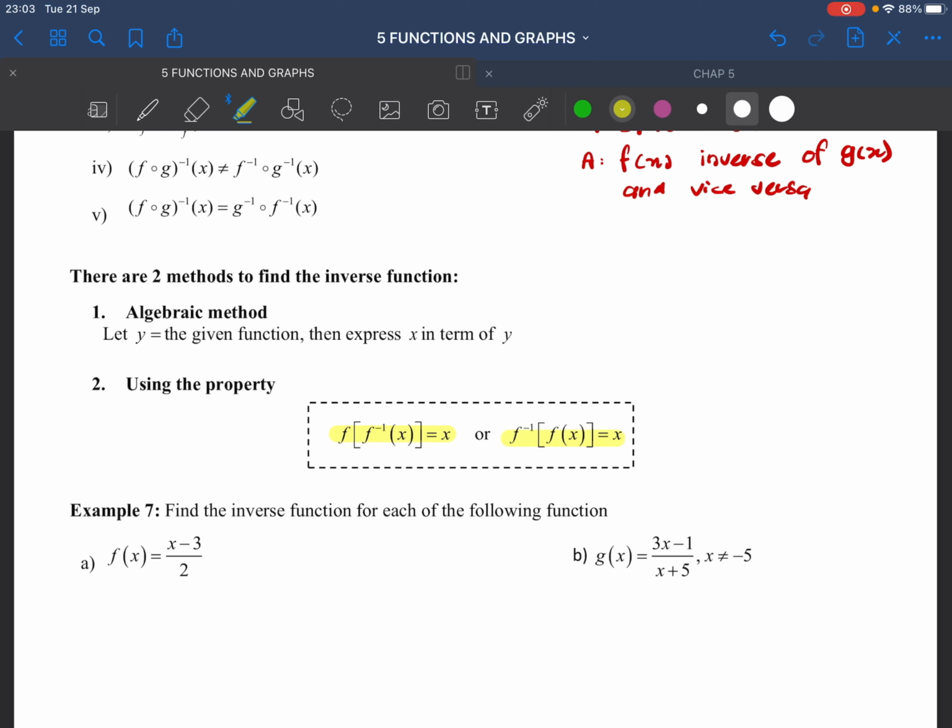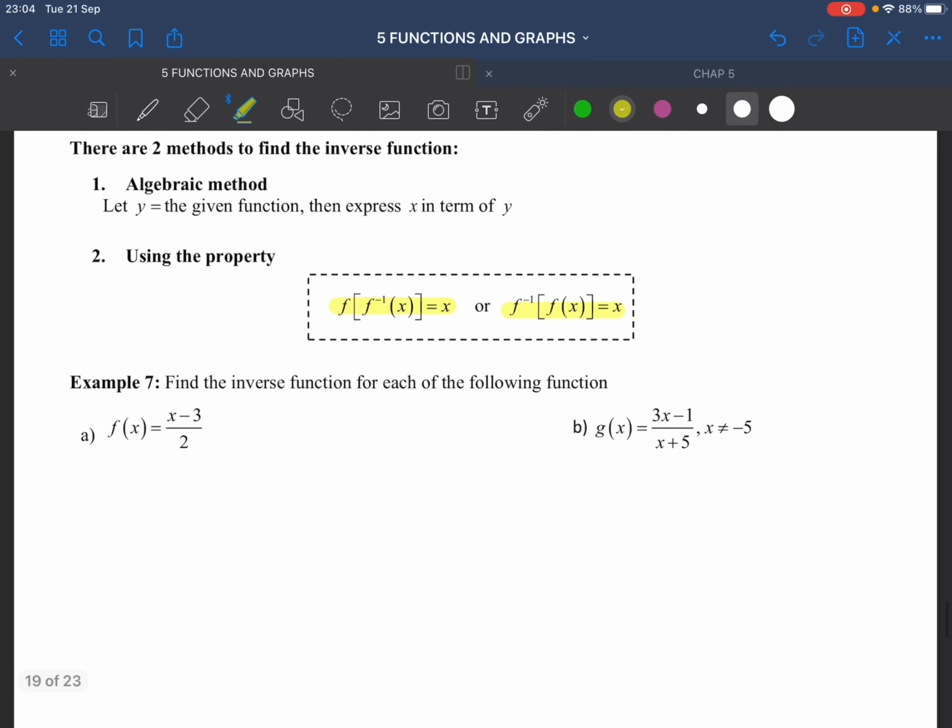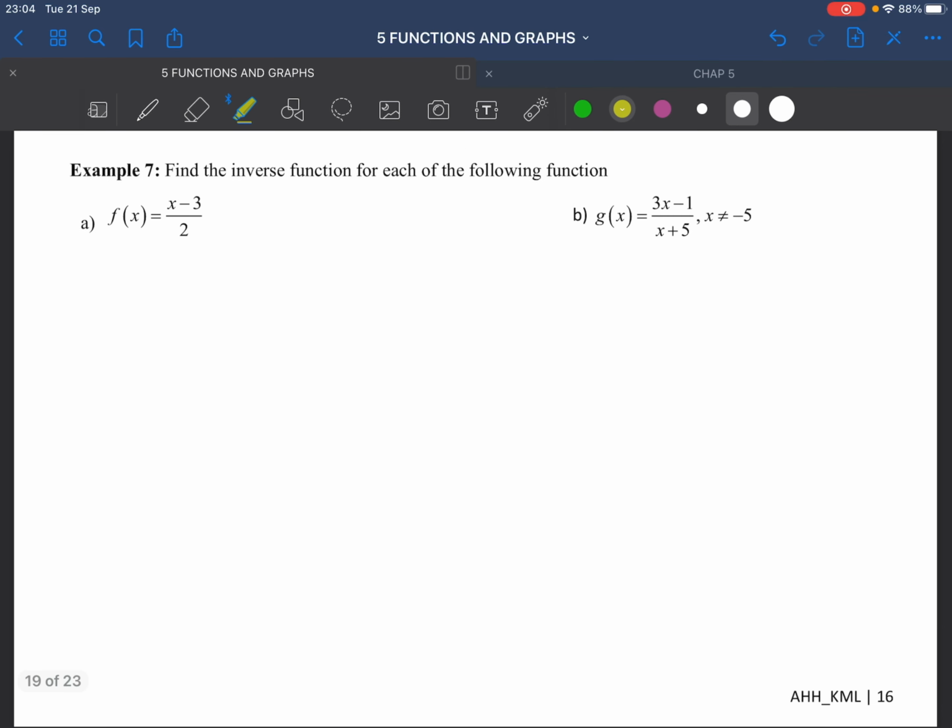Okay, that's all for the introduction. So let's just go to the examples. Saya tahu masa XPM kamu ada belajar banyak cara. Okay, in fact untuk composite pun ada yang menggunakan cara yang saya akan ajar. So saya nak kamu guna cara yang ini.